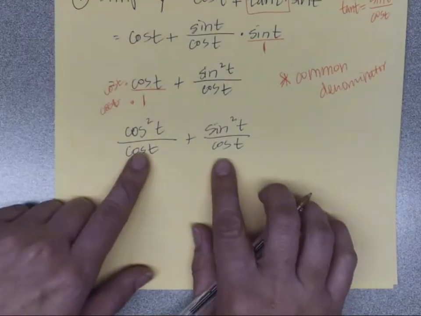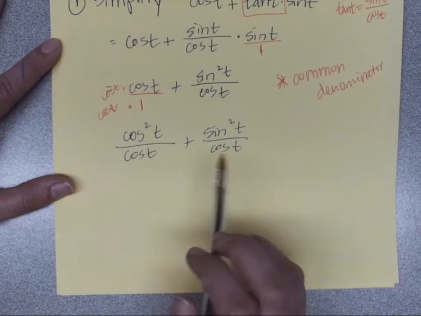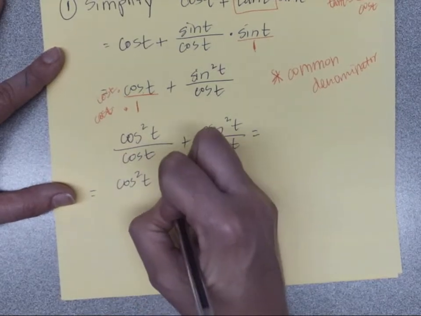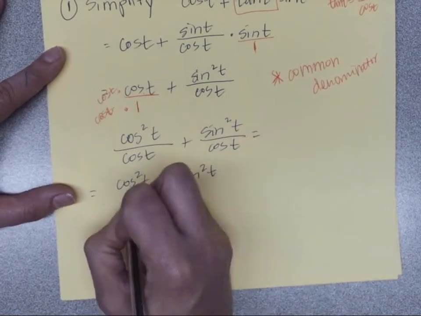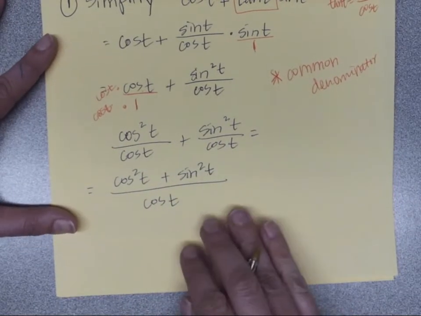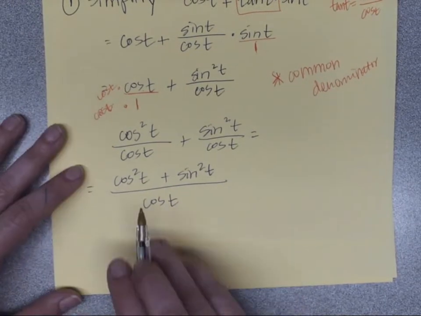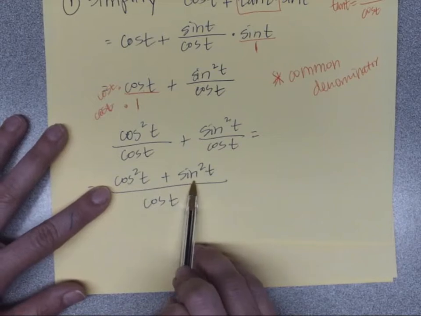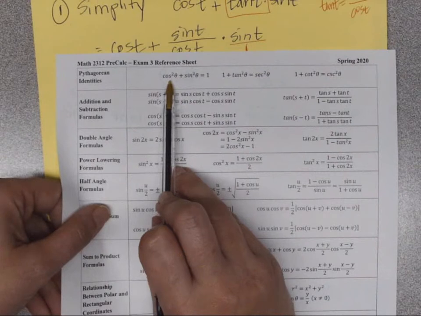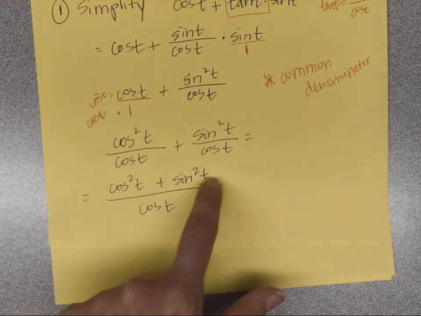Okay, and then now that I have a common denominator, I can add these fractions. Again, the way you add fractions is add across the top, keep the bottom the same. So this becomes cosine squared t plus sine squared t on top over my common denominator of cosine of t. Okay, it seems like it's getting messier at this point, but it's about to super simplify, because I know that cosine squared t plus sine squared t, that should be familiar to you. If you go back to your formula chart and remember your Pythagorean identities, cosine squared of theta plus sine squared of theta equals 1. So I know this equals 1 right here.